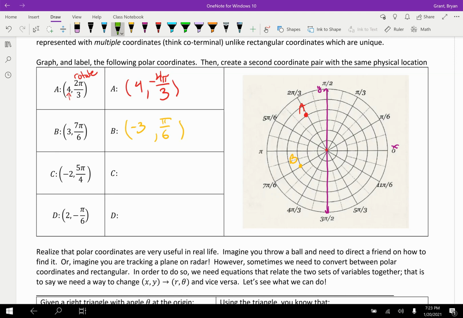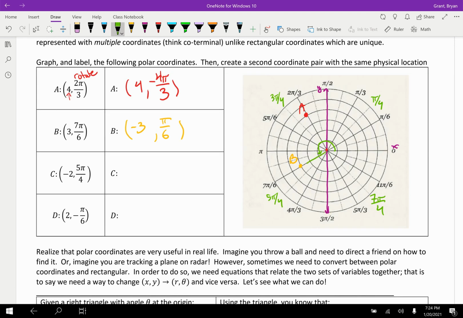C, a couple ways to think about it. We're going to 5 pi over 4. Let's see, pi over 4 is right here, right? That splits this into 2 equal degrees. So here's pi over 4, 2 pi over 4, 3 pi over 4, 4 pi over 4, 5 pi over 4, 6 pi over 4, and 7 pi over 4. Nice. So we're going to spin to 5 pi over 4 right here.